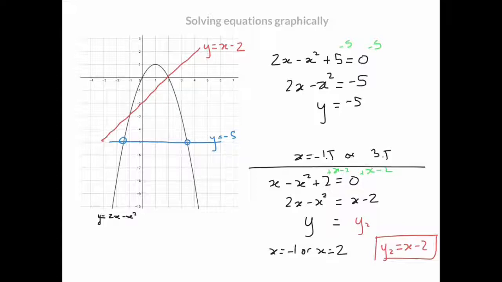Let's substitute x by minus 1 or by 2 in this equation to check that we do get a solution. When x is minus 1, we have minus 1 minus minus 1 squared, which is 1 again. So minus 1 minus 1 is minus 2, plus 2 is 0. When x is 2, we have 2 minus 2 squared, which is 4. So that's 2 minus 4 is minus 2, plus 2 is 0. So we have found here the two solutions of this equation.